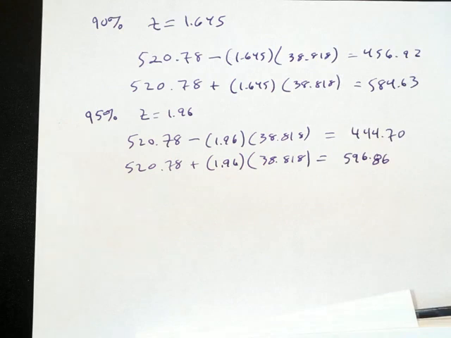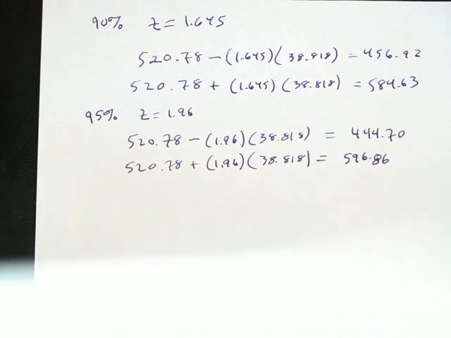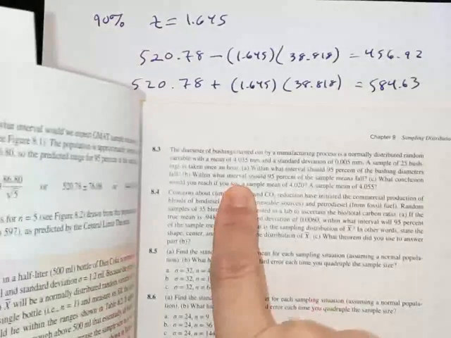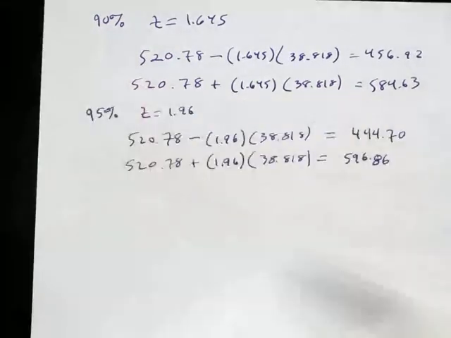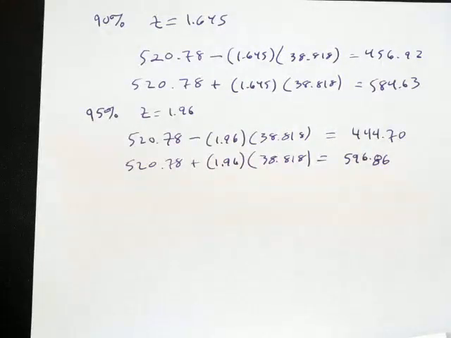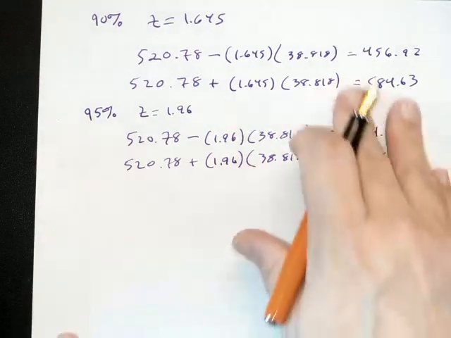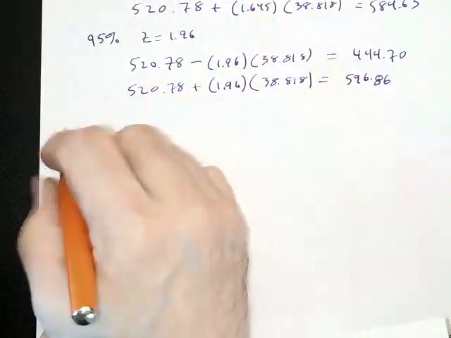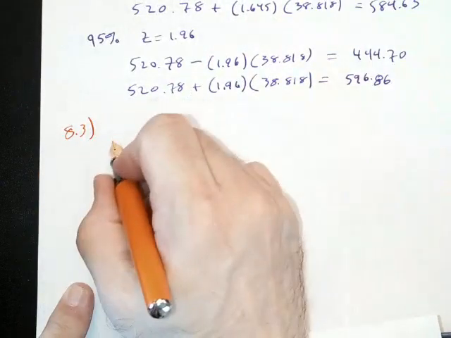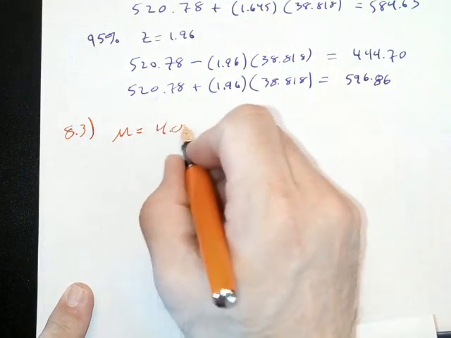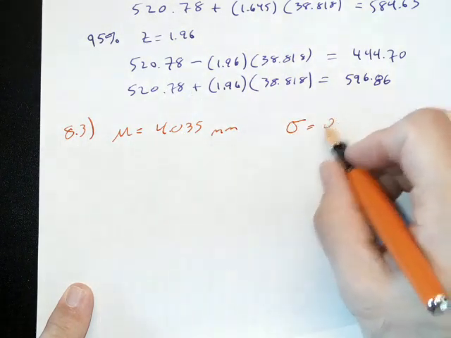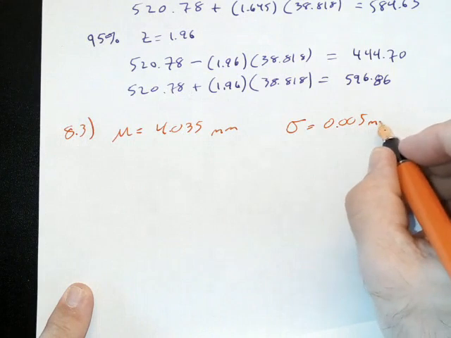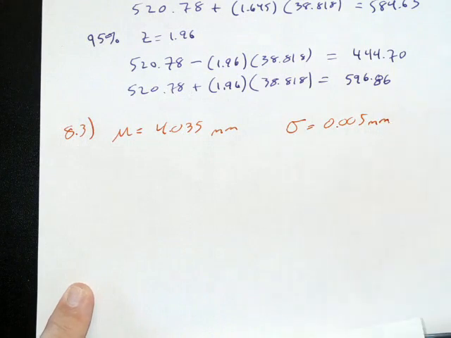So let's change problem settings. Problem 8.3, here at the top of page 281, talks about bushings. The diameter of bushings turned out by a manufacturing process is normally distributed with a given mean and a given standard deviation. The mean is 4.035 millimeters, and the standard deviation is 0.005 millimeters. We can measure really accurately on our bushings.